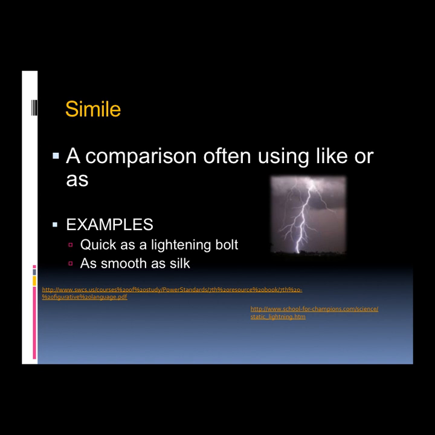The first one we will discuss is a simile. Now, I am sure many of you have heard of a simile before, and you may use them every day and just not realize it. A simile is when you compare two things using like or as. For example, as quick as a lightning bolt or as smooth as silk. Another example would be as red as a tomato.